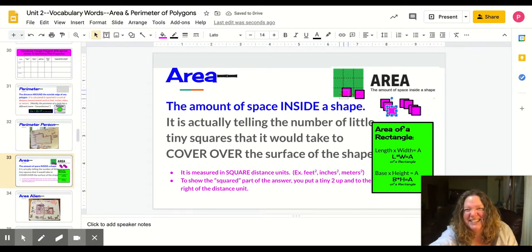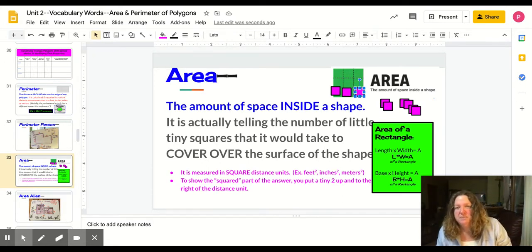This is a little slower than I thought. There's 3, etc. Whoops, that one needs to go down a little bit. This one needs to go up a little bit. So I'm covering the surface. If I completely cover the surface, that is the area. So area is measured in square distance units, like square feet, square inches, square meters, because it's how many little squares would cover that whole surface.